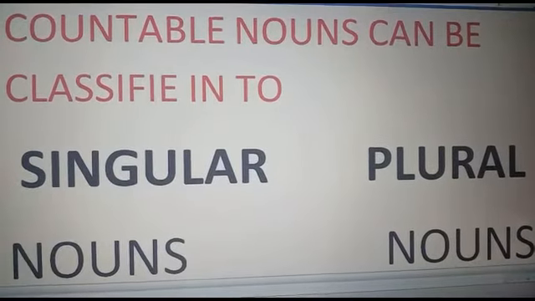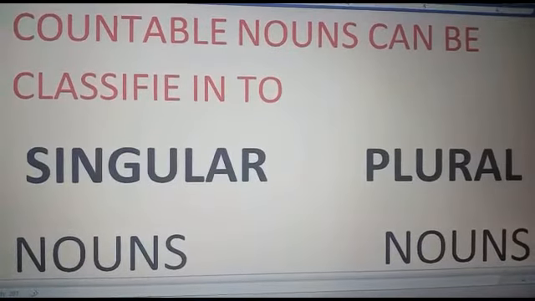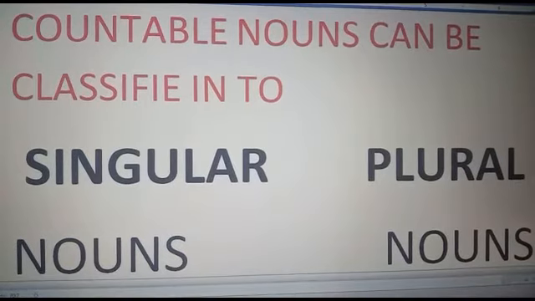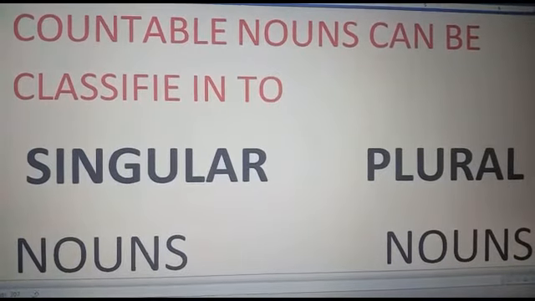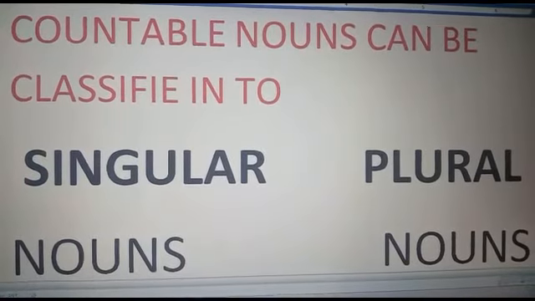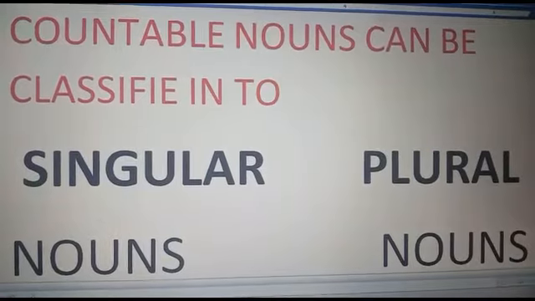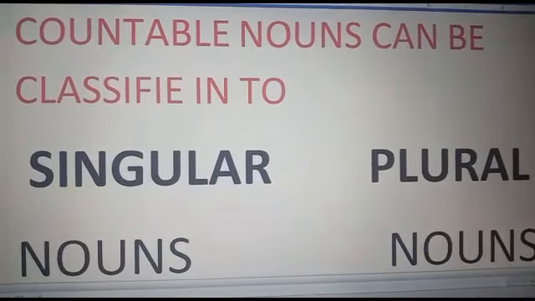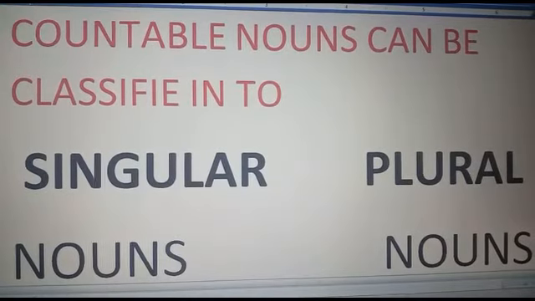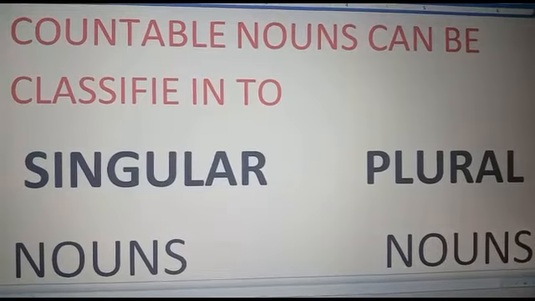Nouns can be classified as singular nouns and plural nouns. So now, if we talk about, say, pen, it will be a singular noun. But if I say pens, if I add an S, it will be a plural one. Similarly, if I talk about book, books, singular, plural. If I talk about table, singular, tables, plural. Okay? So let's move on.